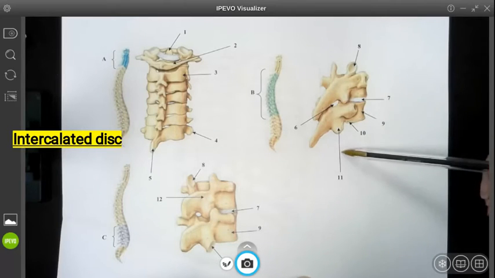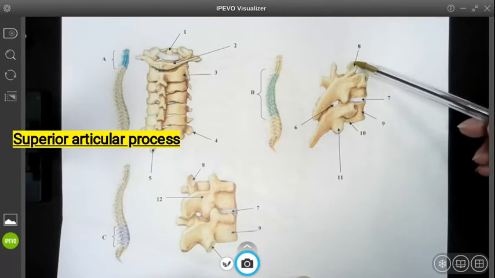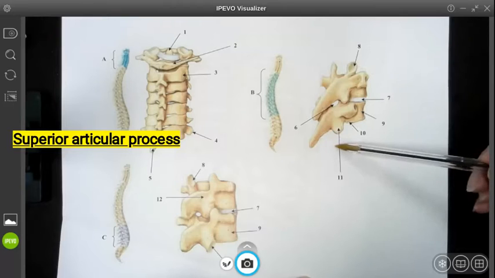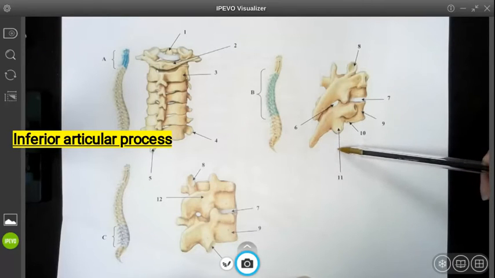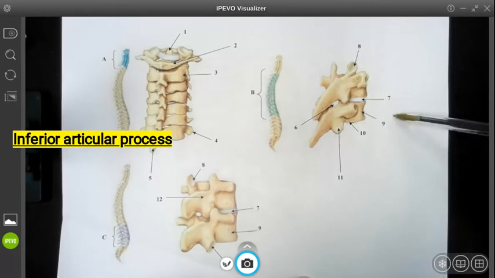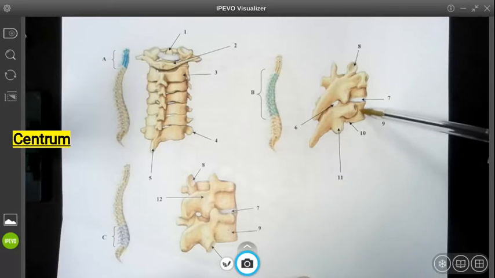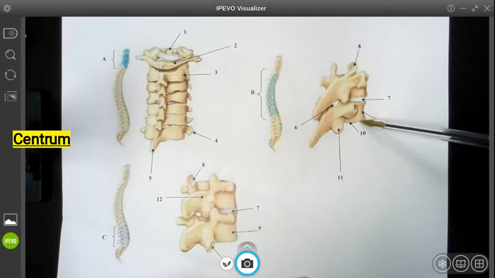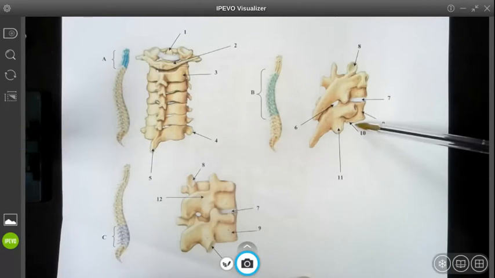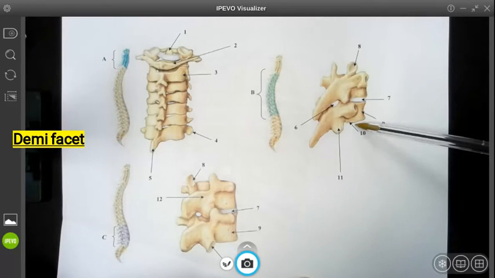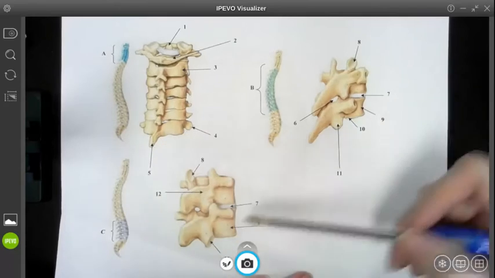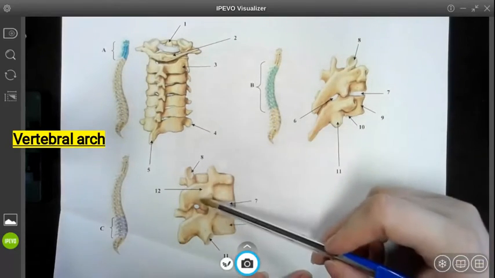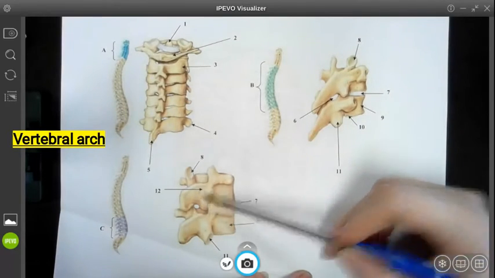8 and 11 are the superior articular process and the inferior articular process. Number 9 is pointing at the centrum or the body, so I want you to put centrum. 10 I forgot to talk about on the bone, but it's called the demifacet. And the last one, 12, is that vertebral arch.